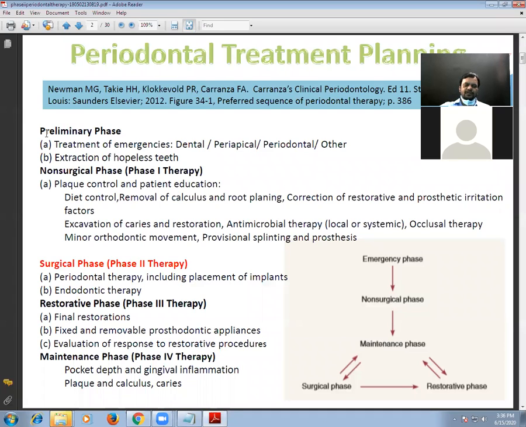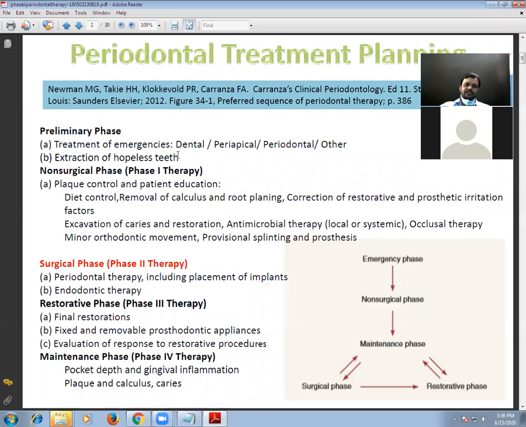What procedures are included in each phase? So now coming to the emergency phase. Whenever a patient has an emergency of any dental treatment, for example, periodontal abscess or periapical abscess or any pericoronal abscess, these patients usually are treated in the preliminary phase or emergency phase. Second, some patients may complain of grade 3 mobility. So whenever the patient has a hopeless prognosis of teeth, those teeth usually are extracted during your emergency phase or preliminary phase.